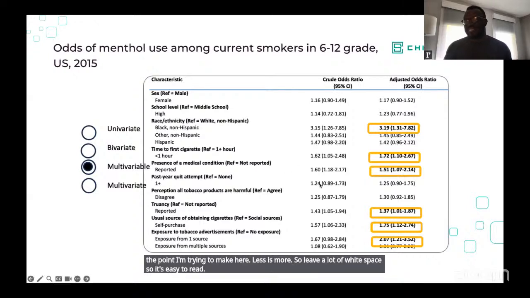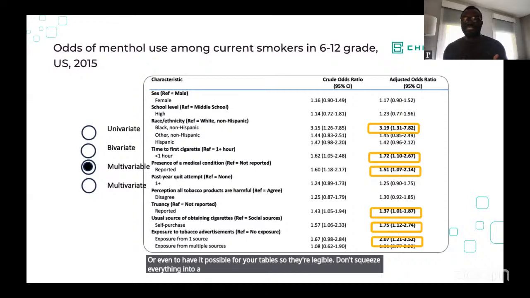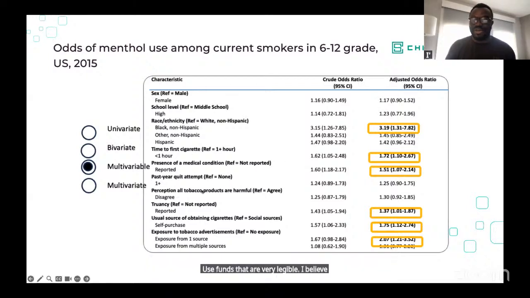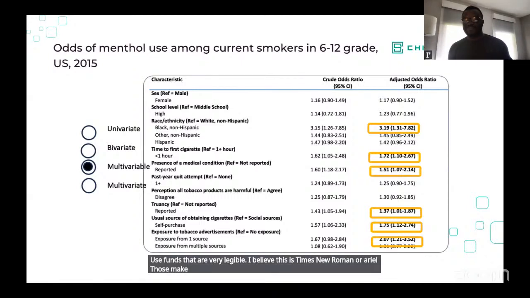Use a font that is large enough. I would recommend using 10 or 11, or even 12 if possible for your tables, so they're legible. Don't squeeze everything into a font size 6 or 7, because it makes it very hard to read. Use fonts that are very legible. I believe Times New Roman or Arial make it easier for you to read your tables.